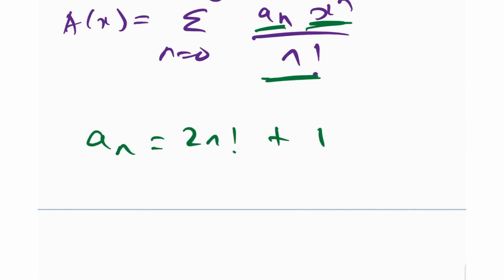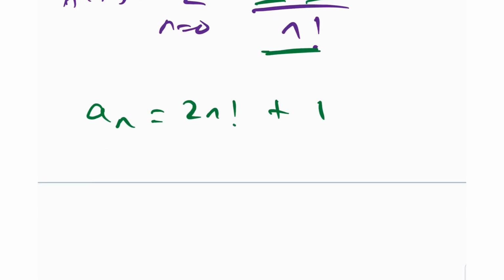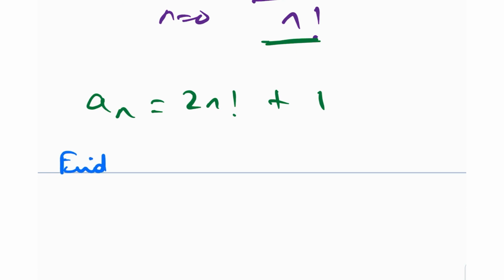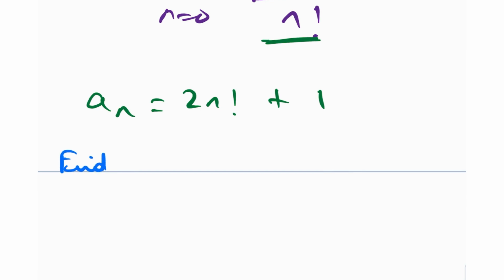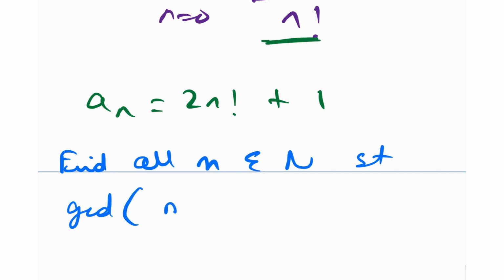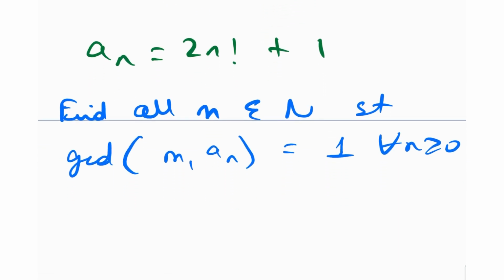But this is not the end of the question. Like I was referring to at the beginning, they went one step further, right? They just did not ask us to solve the recursion. They asked us to find, I'm just kind of phrasing the question, all m belonging to the natural numbers such that the GCD of m and a_n is 1. This is our goal, for all n greater than or equal to 0. We need to find m. We don't need to find the solution to the recursion. We've already done that. But now we need to find this m.